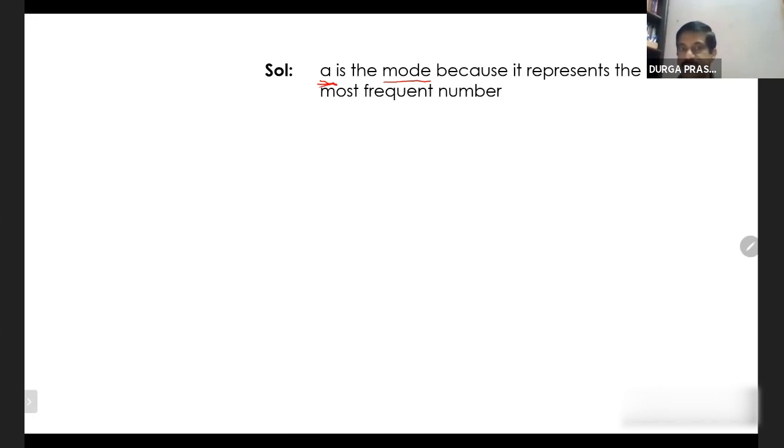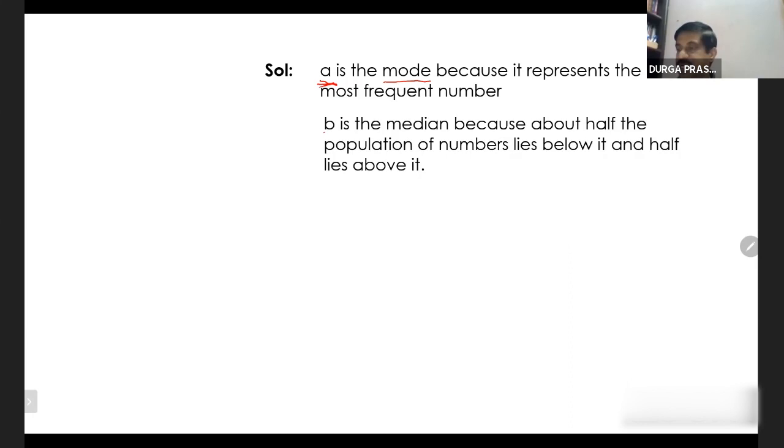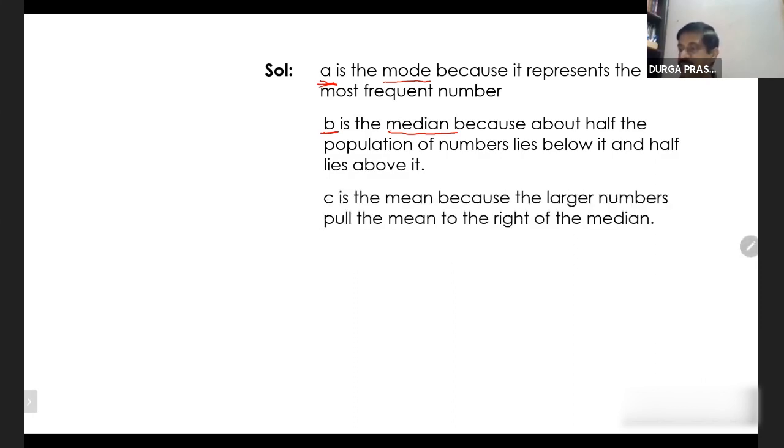Right, children? A becomes the mode because the frequency is very high. B is the median because it is the middlemost term and almost half of A and C. C is the mean because it is the average of all the three. So therefore, option B satisfies.